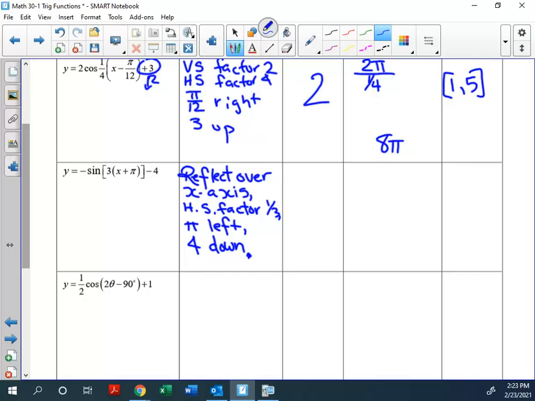So reflection over x, horizontal stretch factor 1/3, pi units left, down 4. Amplitude of 1. There'll always be somebody that still gives me -1, so I really, really want to reinforce there. It's a distance, right? It's a measurement of distance, so it's got to be positive. Radians, base of 2 pi, divide by the B value, walk away, it's done.